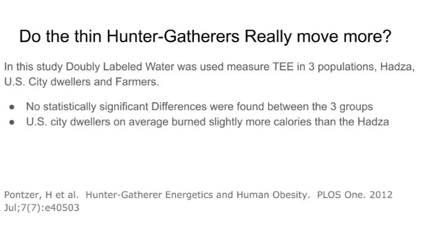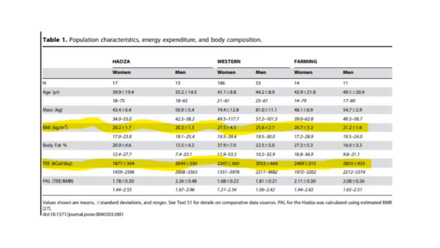In the study, doubly labeled water was used to measure TEE in 3 populations: Hadza, U.S. city dwellers, and farmers. No statistically significant differences were found between the 3 groups. U.S. city dwellers, on average, burned slightly more calories than the Hadza, but it didn't reach statistical significance. And there's the actual numbers here. The Hadza were really the lowest. There's the Hadza women, 1877, men, 2649, and the Western women, 23 compared to 1877 for the Hadza, 30 compared to 26, and 28 compared to 26 for the Hadza men. So it's not because they're moving more or burning more calories that they're thin and healthy.